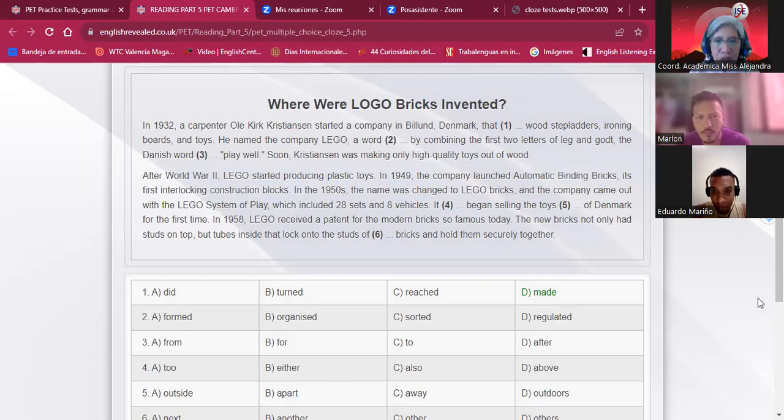Okay, what goes in number 2? Formed, organized, sorted, or regulated. Eduardo? Sorry, I think is letter A, formed. Formed. Marlon, do you agree? Yes, I agree.